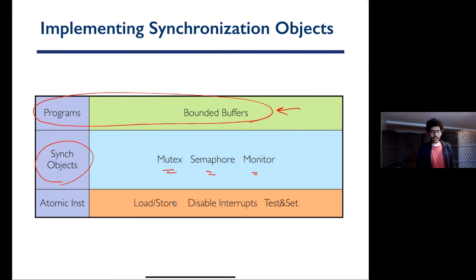Now, we're going to see how we can use primitives like load and store, disabling and enabling interrupts, and test and set, basically load, modify, and store operations, to implement mutex, to implement semaphore, to implement monitors. So this is part 3 of these lectures, where we're going to talk about implementing synchronization objects.